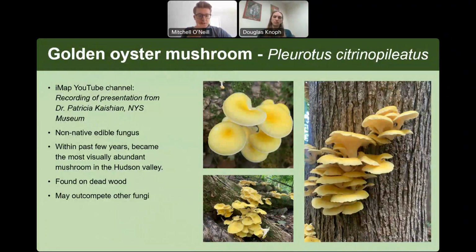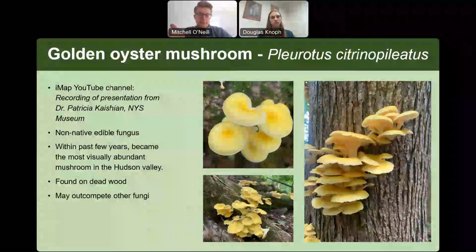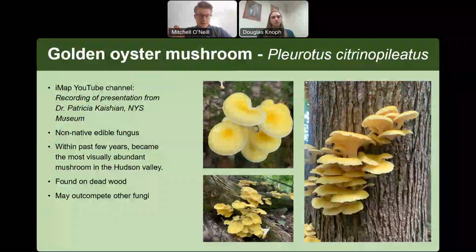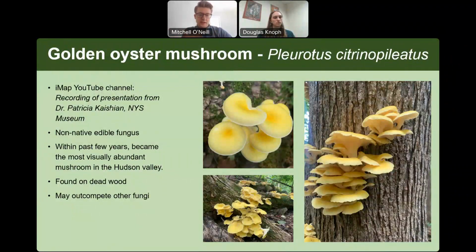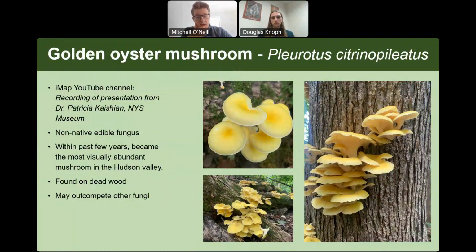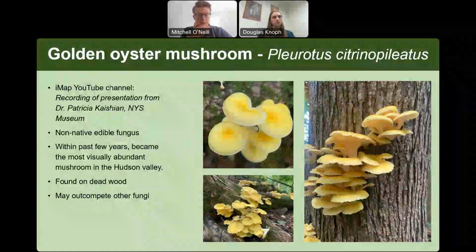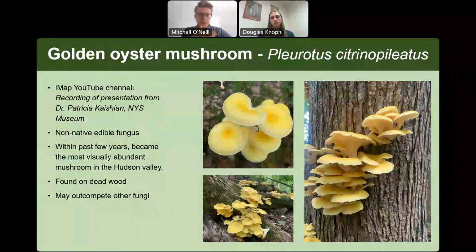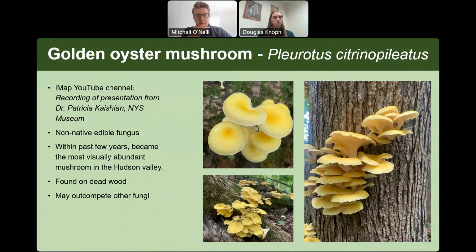And so Dr. Kashian said that she's been looking at the fungi of the forest for many years, and within the past 5 years, it suddenly became the most visually abundant mushroom in the Hudson Valley. This is not a mushroom that will kill trees or anything. It's found on dead wood or nearly dead trees, but it may outcompete other fungi, and just the fact that it's more common than our native fungi visually is alarming.